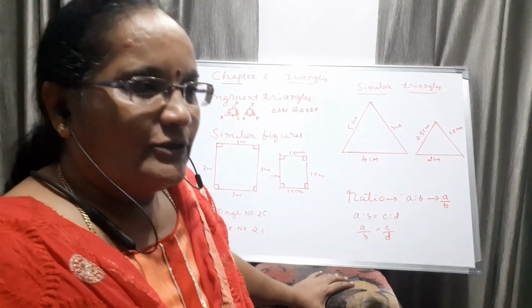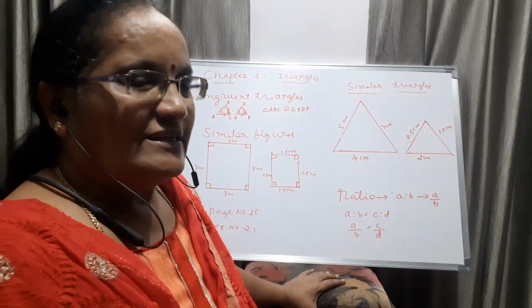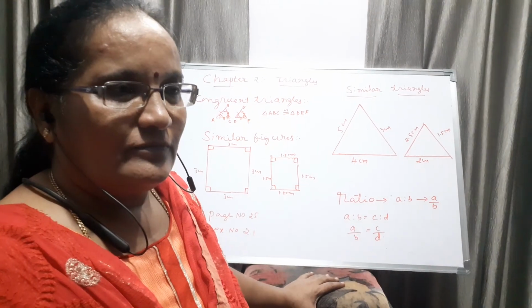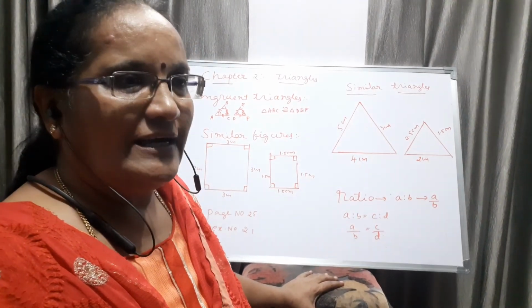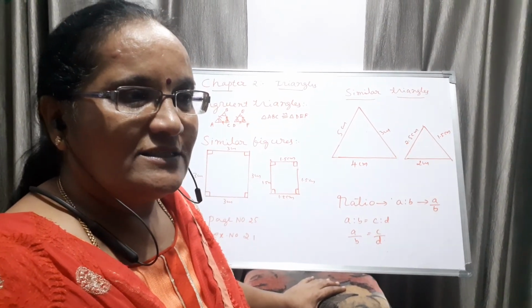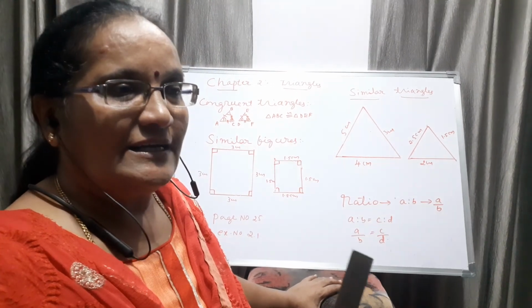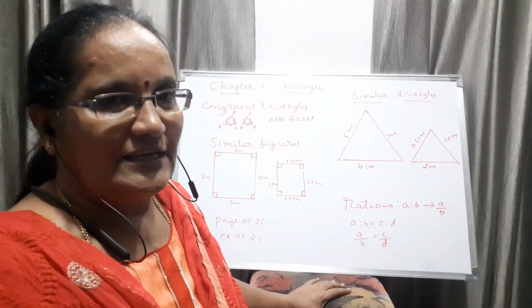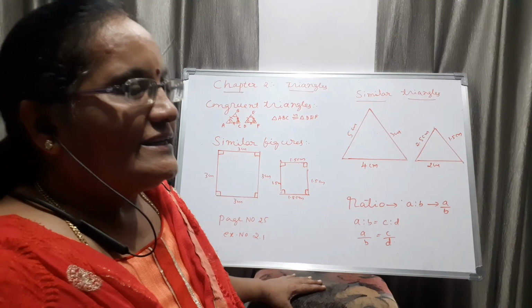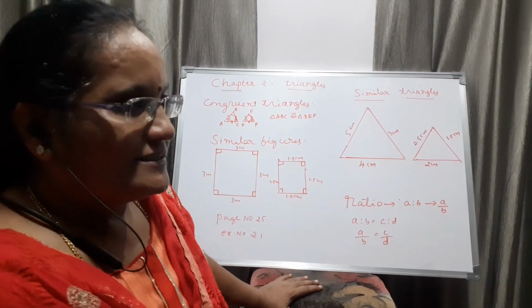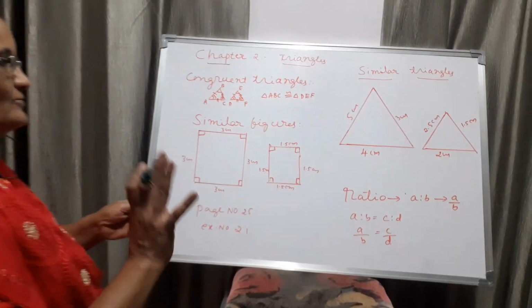Now, today I'll move on to the next chapter, that is triangle. You know the meaning of triangle, but we have not considered what a triangle is and the types of triangles and everything. Now, we'll teach the lesson triangle, second chapter triangle.